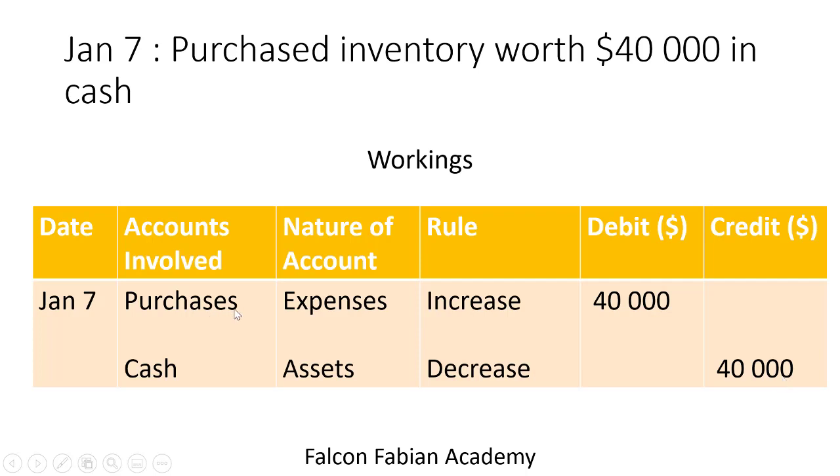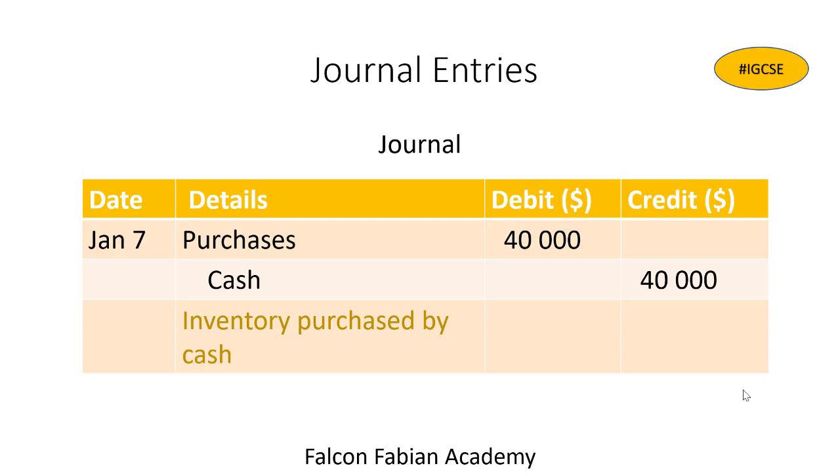Let's do it one more time. So the two accounts involved are purchases and cash. Purchases is expense for the business and there is increase in the expense, and based on the rule, purchases account needs to be debited. Cash is an asset for the business and asset is decreasing, and based on the rule, whenever there is decrease in the asset, you credit that asset's account. So here cash account needs to be credited.